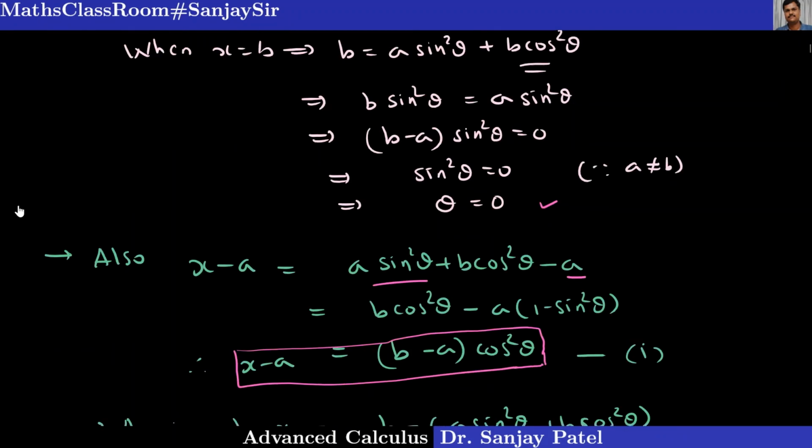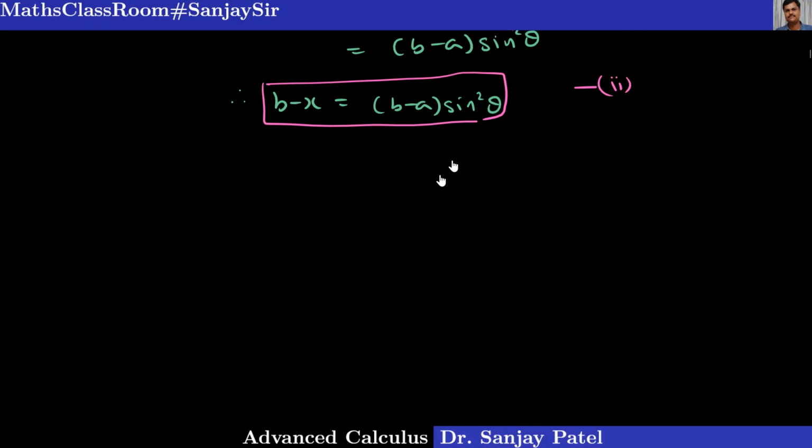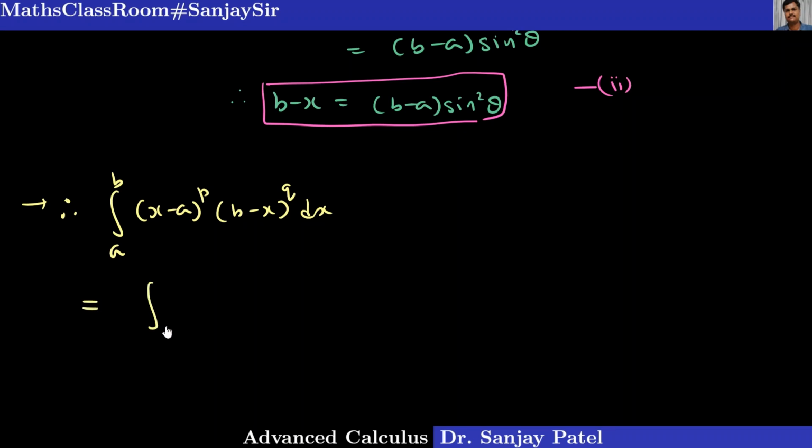So let me write down that. So thus, integral a to b, x minus a raised to p into b minus x raised to q dx, we can write as, when x equal to a, we have theta is equal to pi by 2. When x equal to b, we have theta is equal to 0.